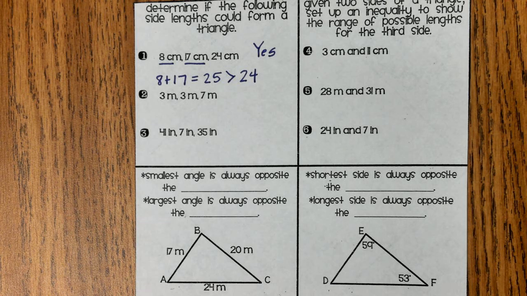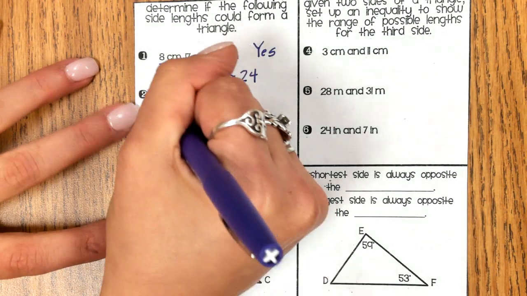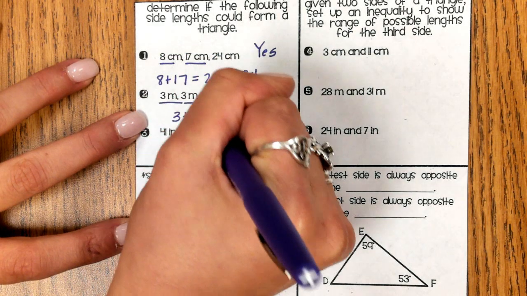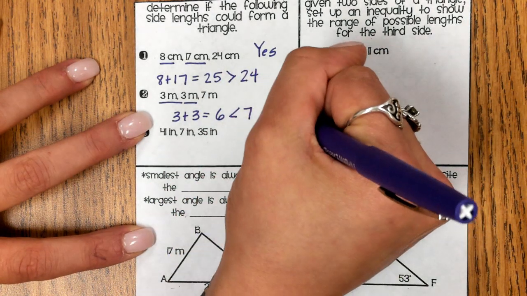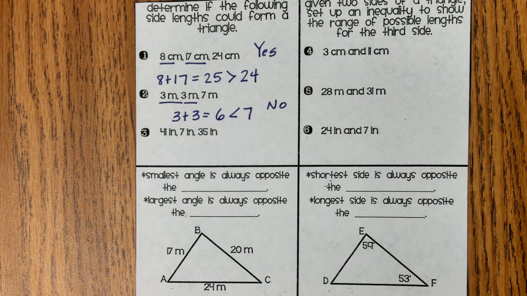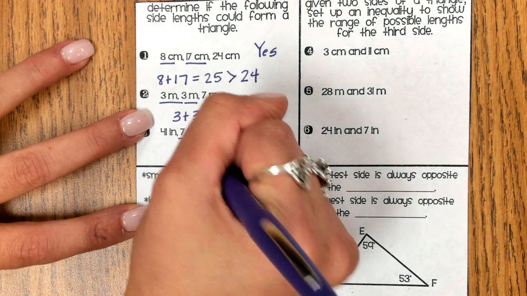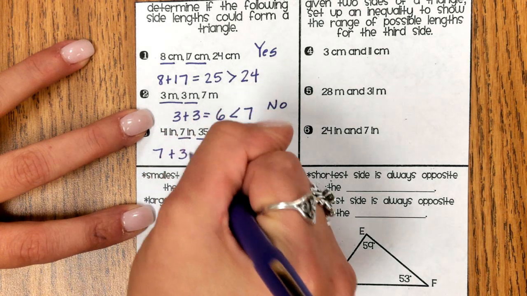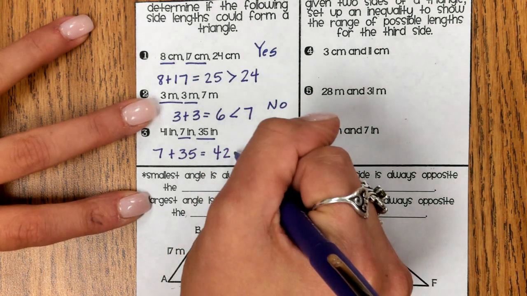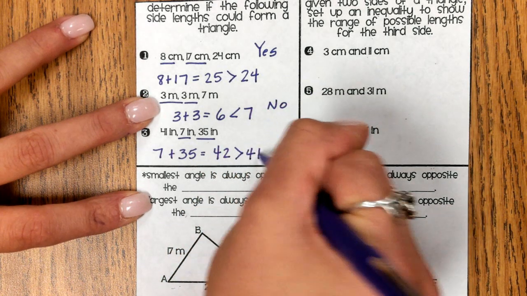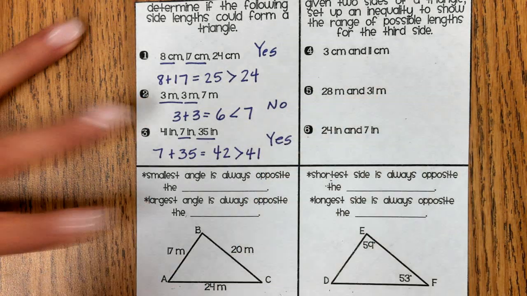So on number 2, what 2 sides would I add? 3 and 3, 6, and 6 is less than 7. Very good. So 6 would be less than 7, which means that we should say no, that cannot form a triangle. Okay, and then on the next one, we would add 7 and 35. That would be 42, right? Which is greater than 41. So yes, that can form a triangle.